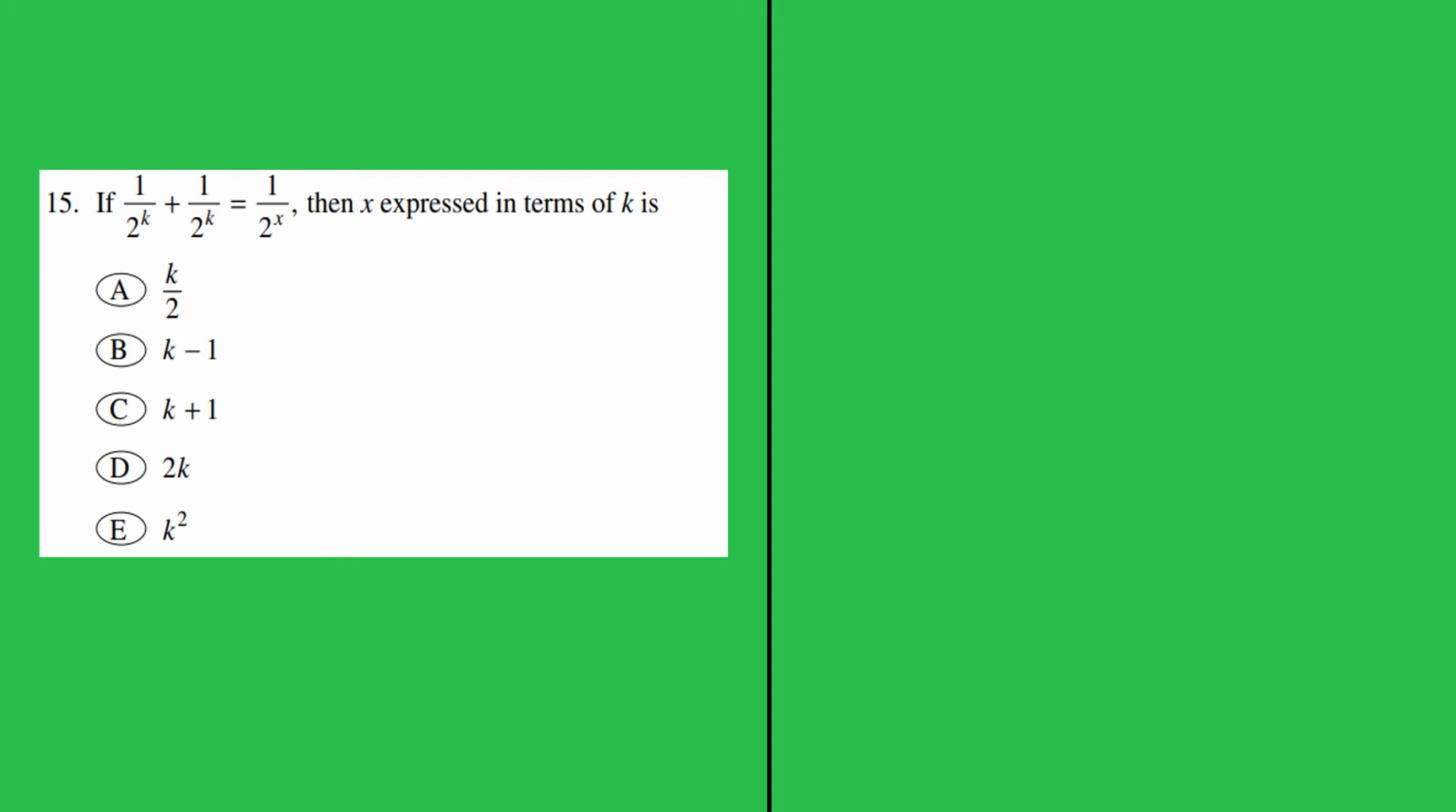Next question, there is an equation 1 by 2 raised to k plus 1 by 2 raised to k is 1 by 2 raised to x. We have to express x in terms of k. Let us simplify that equation. 1 by 2^k plus 1 by 2^k is nothing but 2 by 2^k. On my right hand side, it is 1 by 2 raised to x. So the left hand side, 2 by 2^k, can be written as 2 raised to 1 minus k, and the right hand side is 2 raised to negative x. They have the same base but different exponents. Equating the exponents, 1 minus k is negative x, so x equals k minus 1, which is my option B.